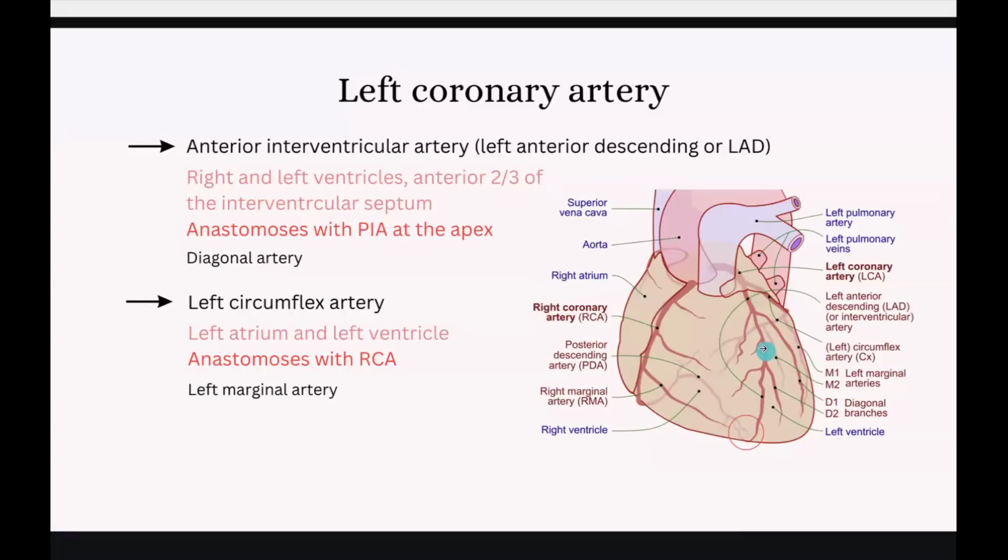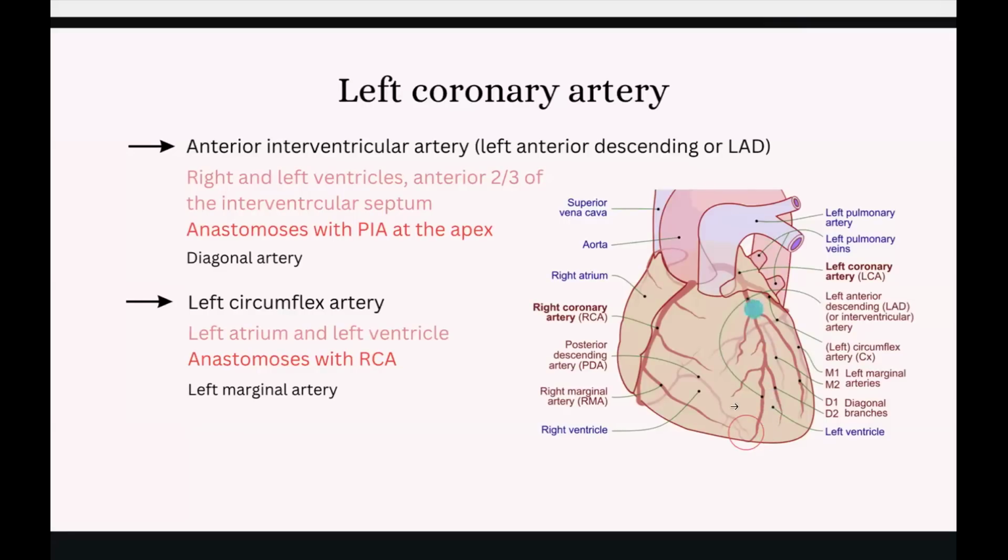Again, very important, because what did we say supplies the posterior 1/3? Can anyone tell me? I don't know if anyone texted me privately. Okay, so the posterior 1/3 is supplied by PIA, or the posterior interventricular artery, as we said. And the anterior 2/3 is supplied by LAD. So this is very important to remember.